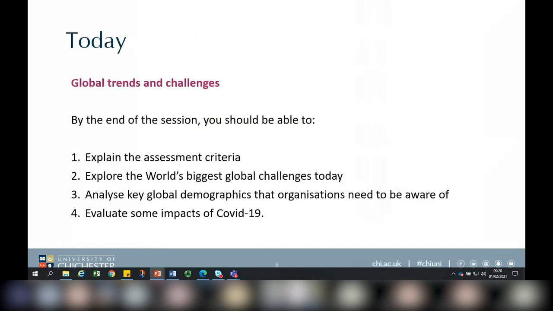Okay, so today I'm just going to go through the assessment criteria. We'll start to look at some of the world's biggest global challenges today. You've also identified quite a few good ones as well. We're going to look at some key demographics. Now, you'll find the first few weeks of this module are a bit economics based. So did anybody go on the economics module last year?